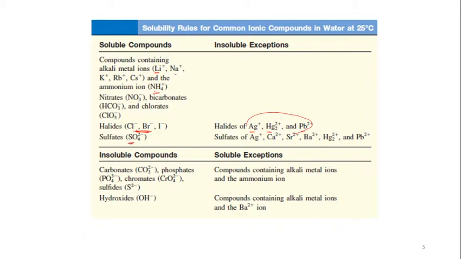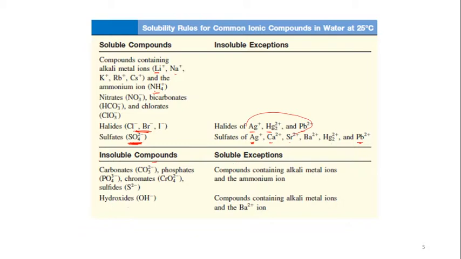Sulfates are one of the soluble compounds. When the compound contains sulfate, it will be soluble, except for silver again, calcium, strontium, barium, mercury, and lead. There are also some insoluble species, and if my compound contains them, they will not dissolve at all, like carbonate, phosphate, chromate, sulfides, and hydroxides.